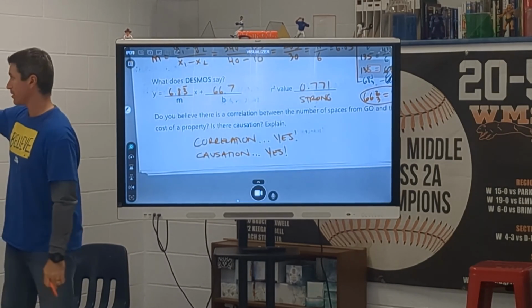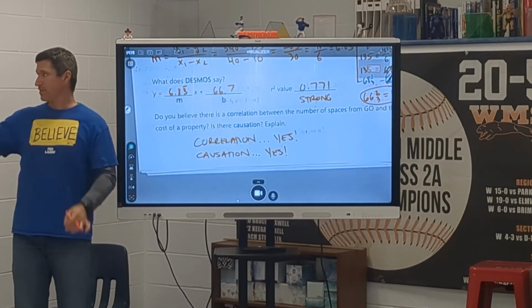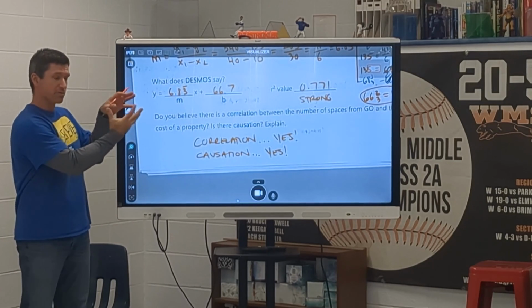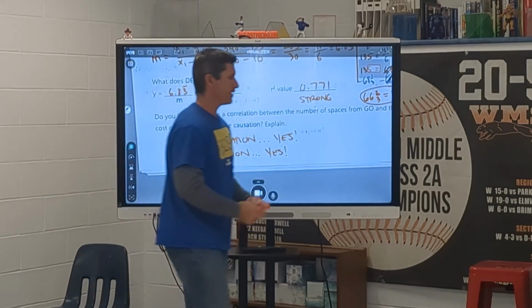Why isn't this correlation very strong? Because of the railroads. You take the railroads out of there, you've got something in the 95% range easy. Because look how tight that window is. Almost every point is touching the line, except for those 5. All right, cool.